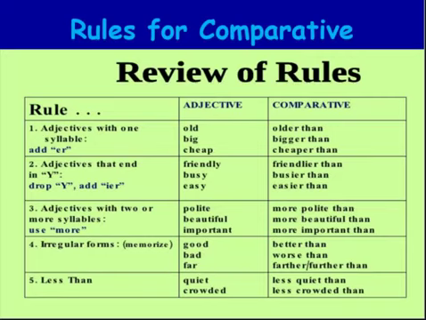There are some irregular forms of adjectives when we change from positive to comparative. We have to memorize them. There is no other option. Good, better, bad, worse, far, further. We can also change from positive to comparative using less or more: less quiet, less crowded. After that we have to use than.